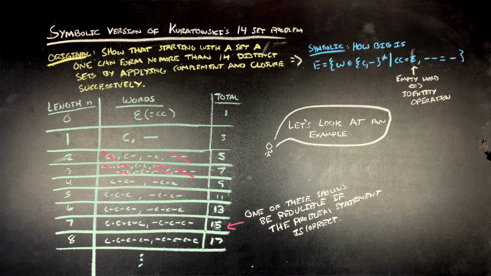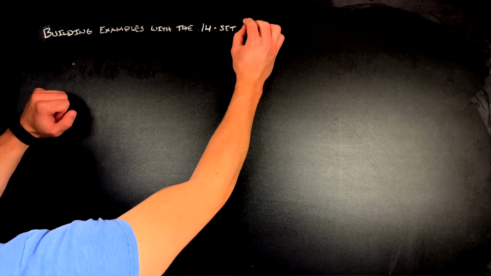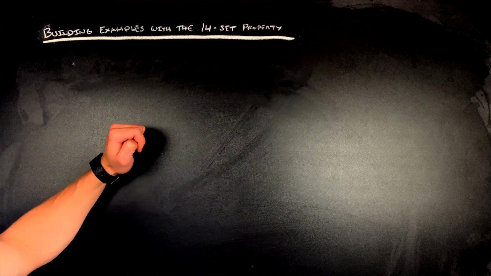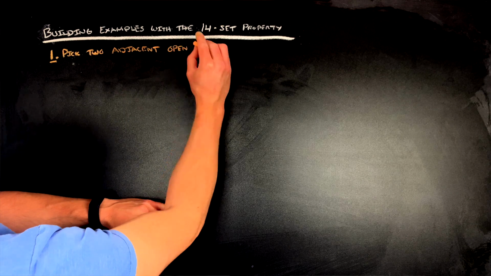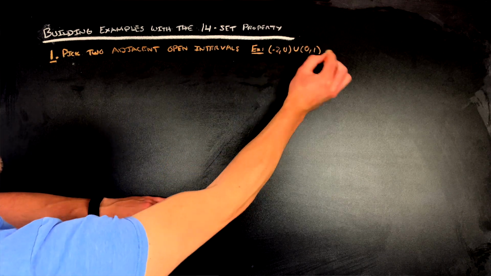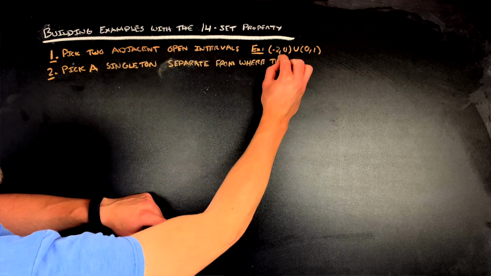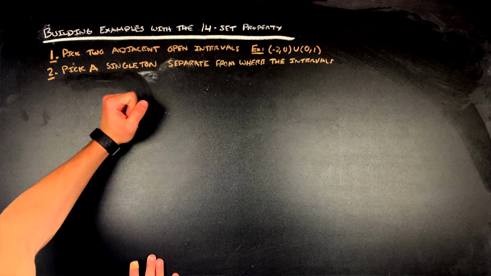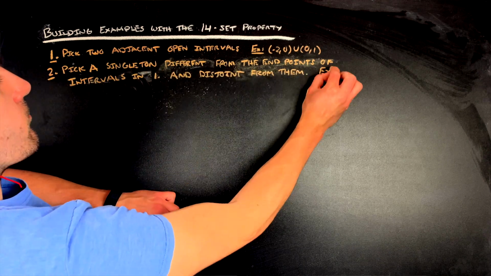So we're going to go ahead and construct a set on the real line in the following way. First, go ahead and pick 2 open intervals that meet at a point but do not contain that point. For my example, I'm going to use the interval from -2 to 0, non-inclusive, and the interval from 0 to 1, not inclusive. Then second, pick some single value that is not one of the endpoints of those open intervals and is not contained in one of those open intervals.